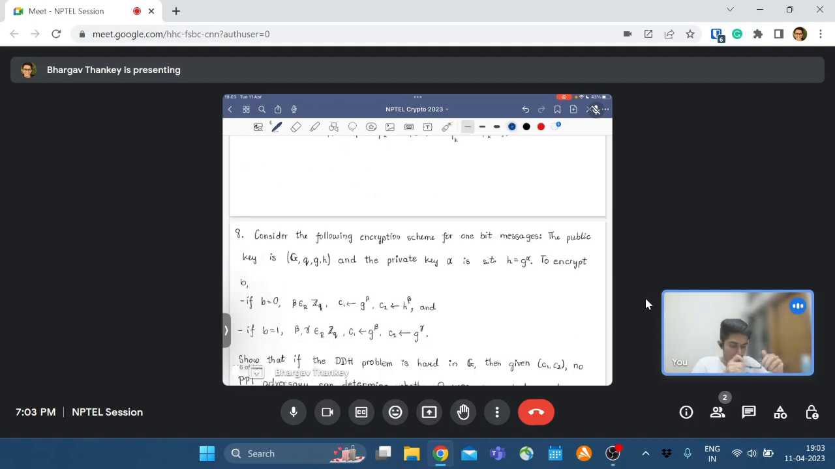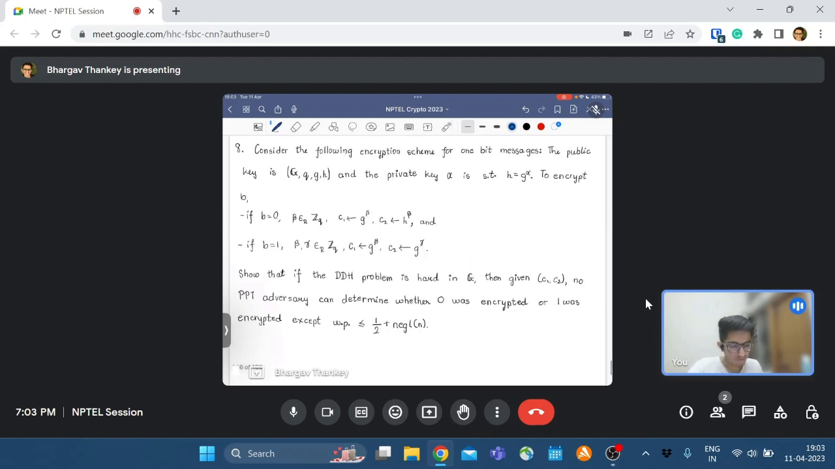The next problem is as follows. Consider the following encryption scheme for 1-bit messages. The public key is G, q, g, h. Over here, capital G is a group of order q, its generator is g, and h is g to the alpha for a private key alpha.